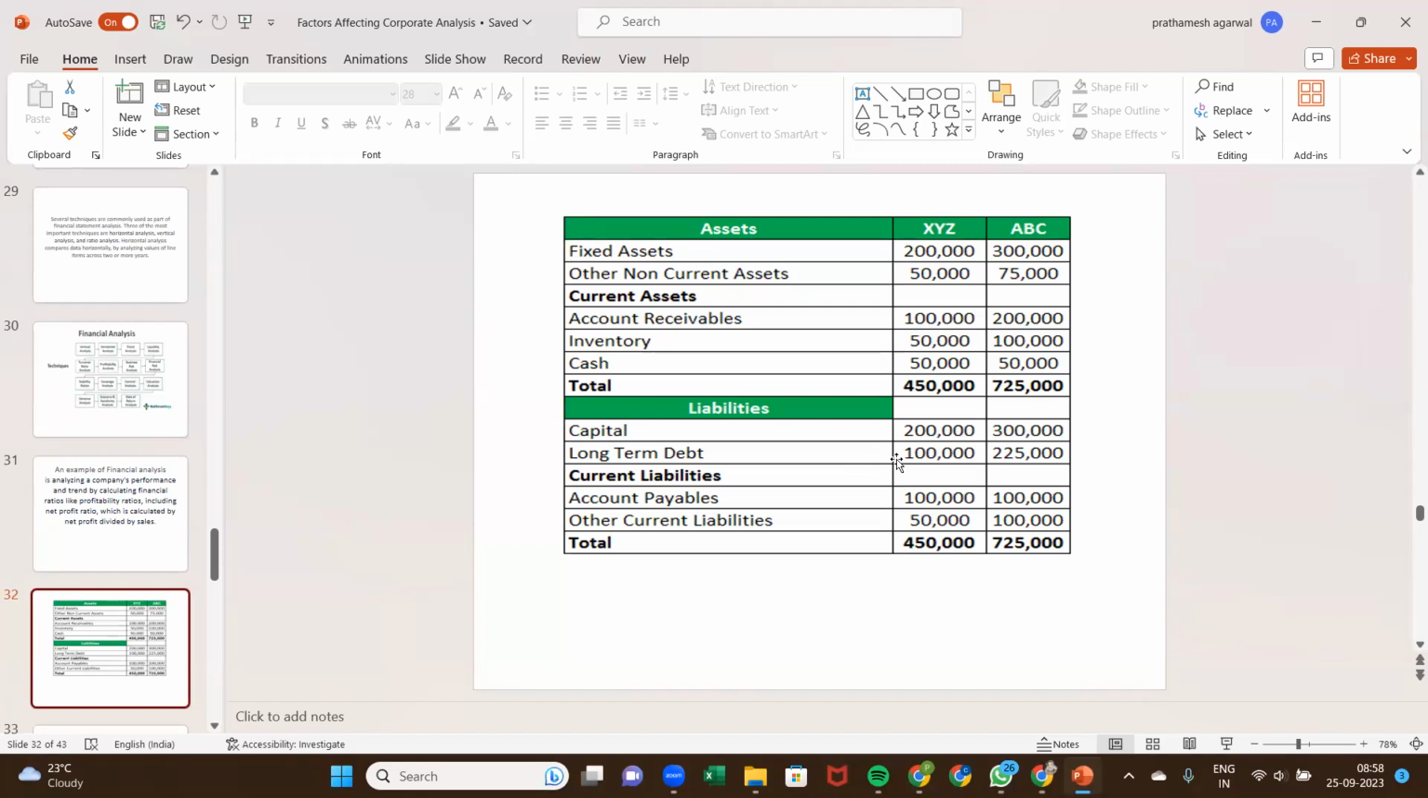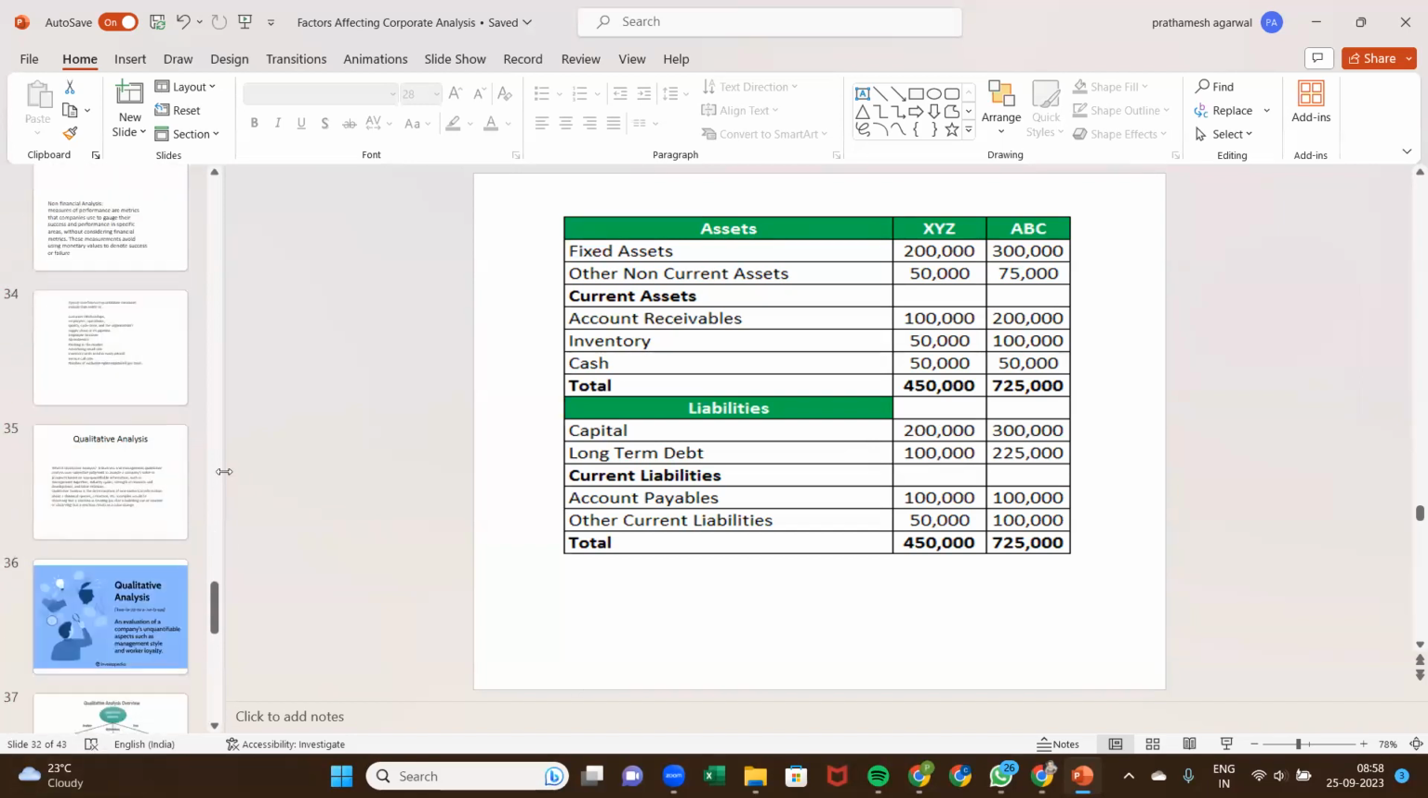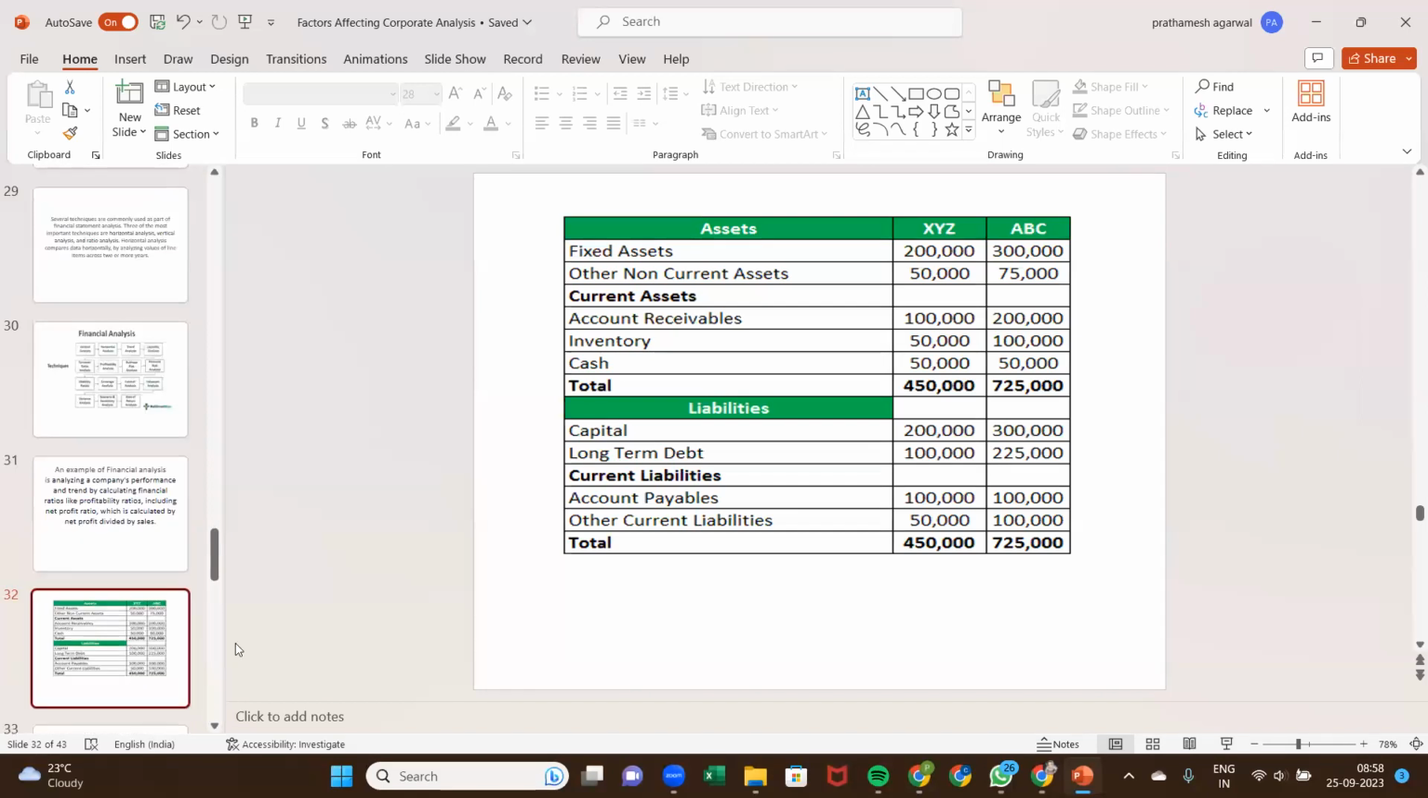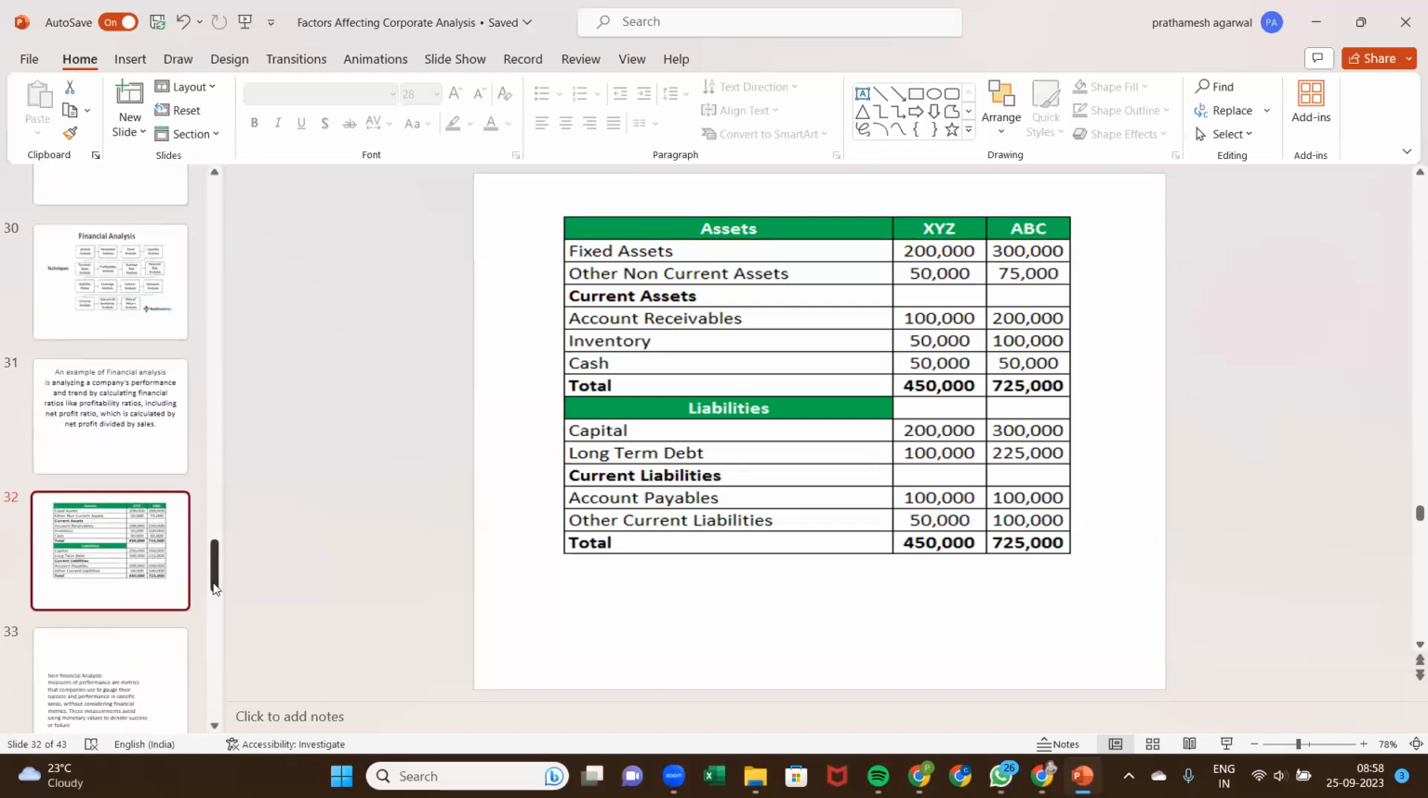So we have fixed assets, other non-current assets, current assets, account receivables. I'm just showing you an example. Maybe the facts and figures, I've just copied from the journal. Then liabilities, capital, long-term debt, current liabilities, account payables, other current liabilities, and total. I just wanted to show you, but I won't be able to give you an explanation on this. I've just copied it.